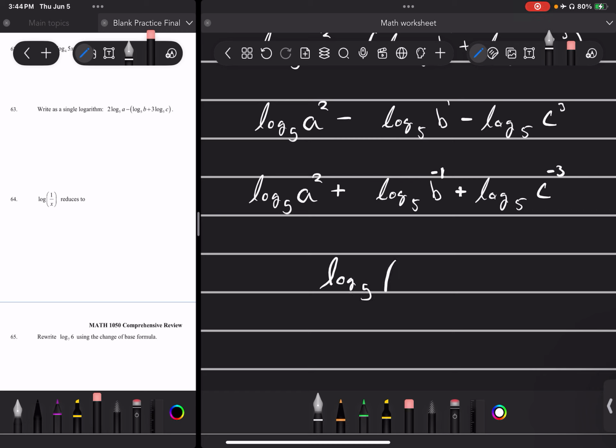base 5 and a big number of parentheses. The a squared is positive, so it stays up top. The b is to the negative 1 power. So just like normally, if you have something to a negative 1 power, you move it to the opposite area, which in this case is the bottom. And the c is also to the negative 3 power, so it becomes positive 3 on the bottom. And that's how we get our answer.